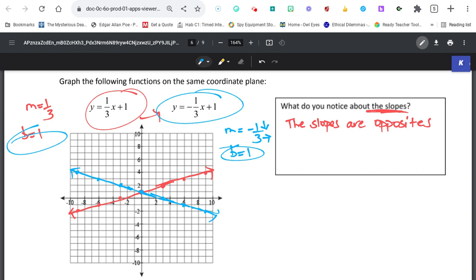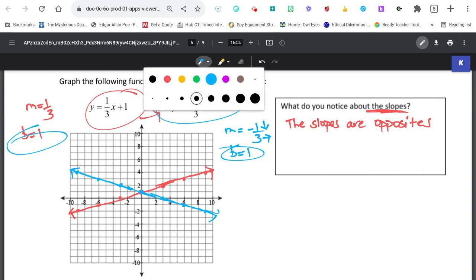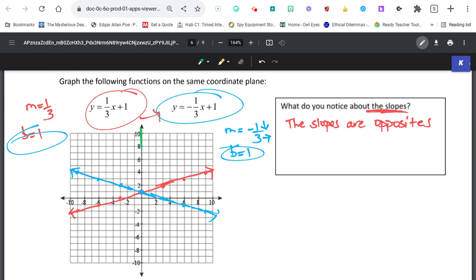All right, so this is what's happening. One line is a mirror reflection of the other. And I'm going to show you. If this was actually a sheet of paper, and I ask you to fold it along this line right here, then that red line would end up on top of the blue line. So it would be a mirror image or a reflection.